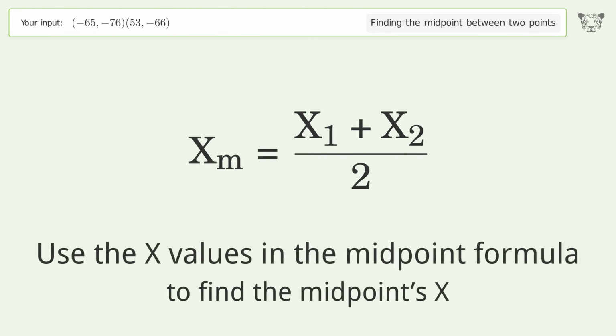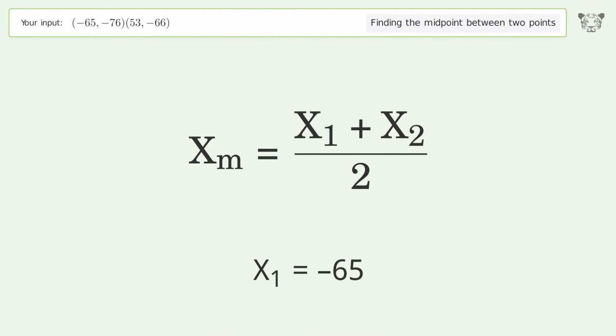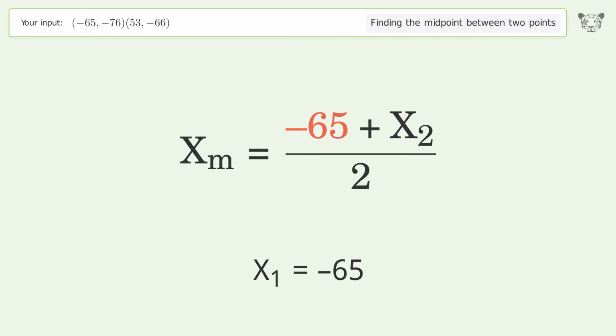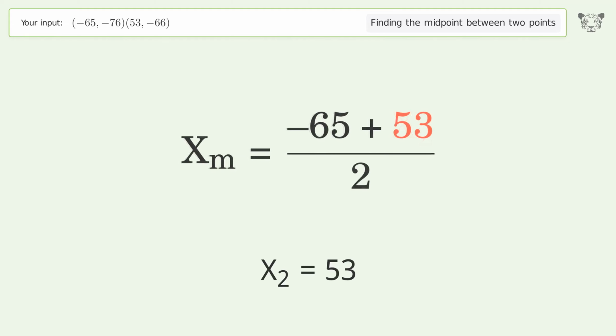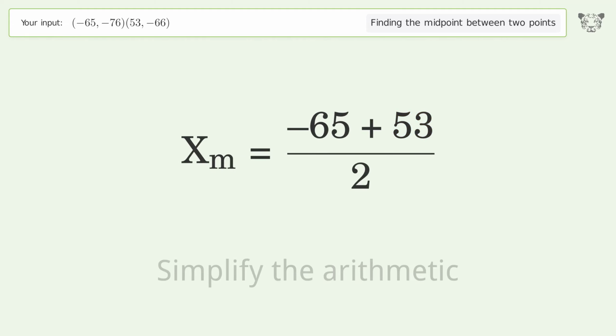Use the x values in the midpoint formula to find the midpoints x. x1 equals -65. x2 equals 53. Simplify the arithmetic.